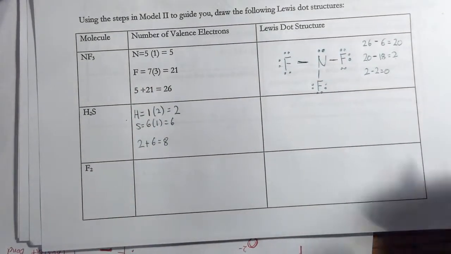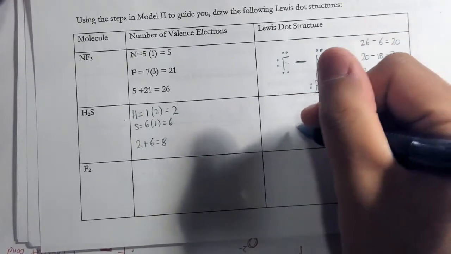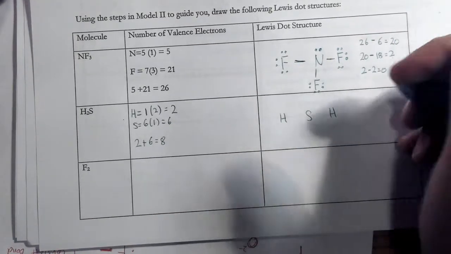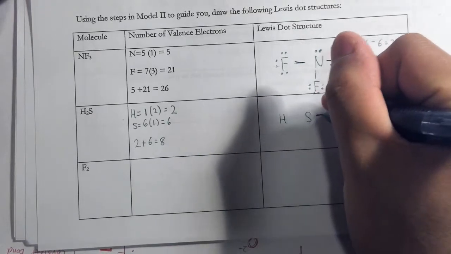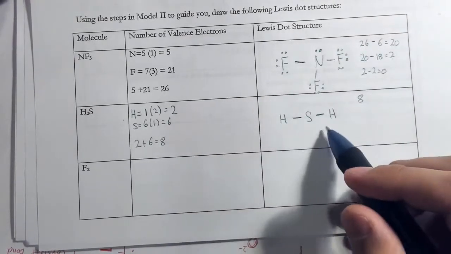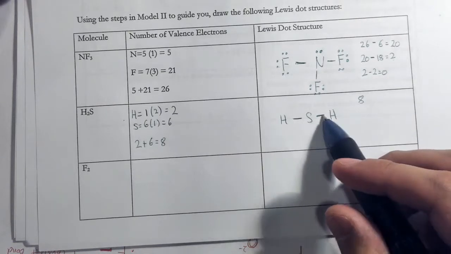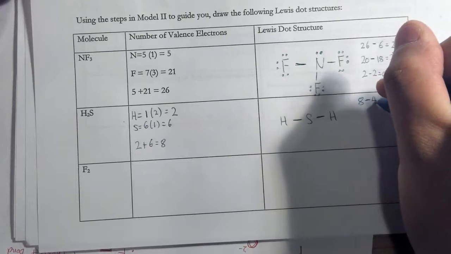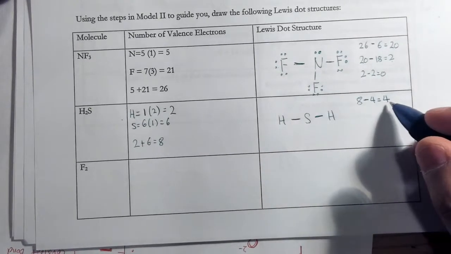Alright, so now what we're going to do is the same process. We're going to have S and H surrounding it. So we're going to put overall 8 valence electrons and create a bond between the central atom and the outer atoms, which would have 1, 2, 3, 4. 4 valence electrons used. Subtract that by 4, gives you 4 left over. So now what do we do with these leftovers?